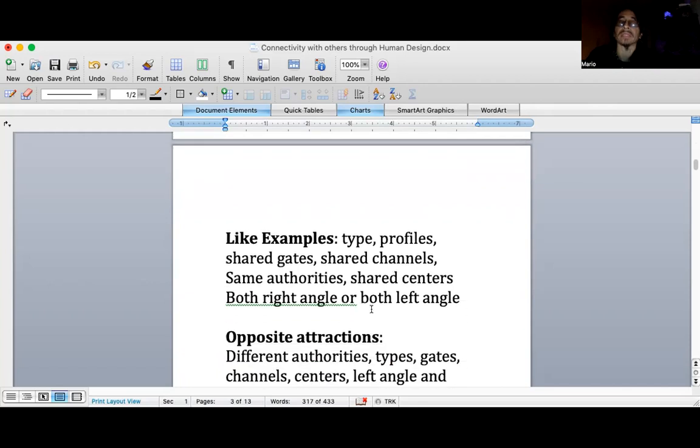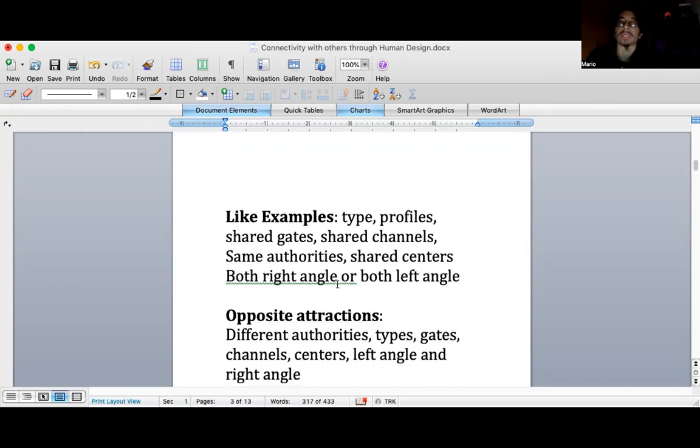Now, examples of like attracts like are similar types, maybe the same type, like a generator with a generator, or a projector and a projector. Profiles, similar gates, or shared gates rather, and shared channels. That means you have the same channel working together. Usually that's a good place to go home and touch base, like a solid friendship connection.